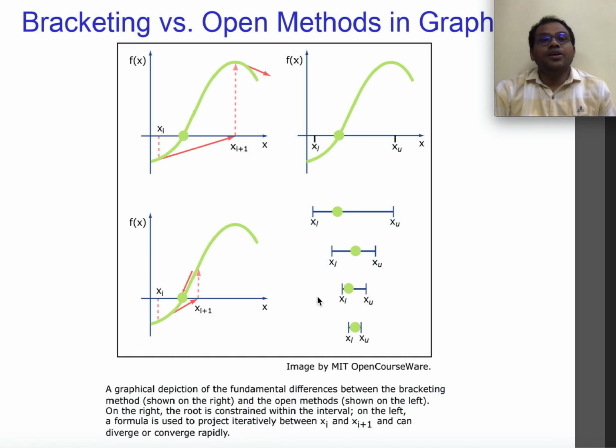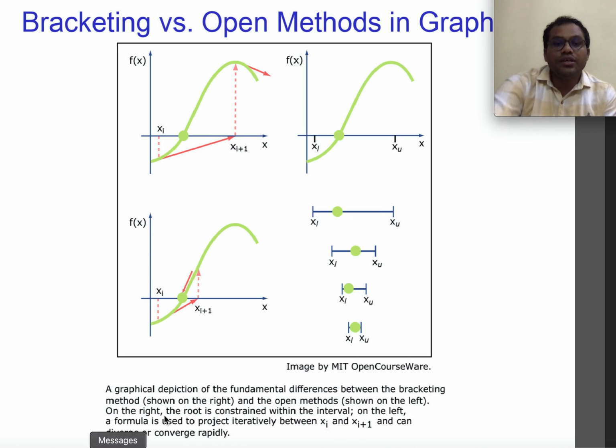Now we will see the difference between bracketing method and open method. As we know, bisection method is also known as bracketed method and Newton-Raphson method is also known as open method. So a graphical description of the fundamental difference between bracketing method and open method is shown in this figure. Here the open method, Newton-Raphson method for example, is shown on the left, and on the right we have shown the bracketing method.